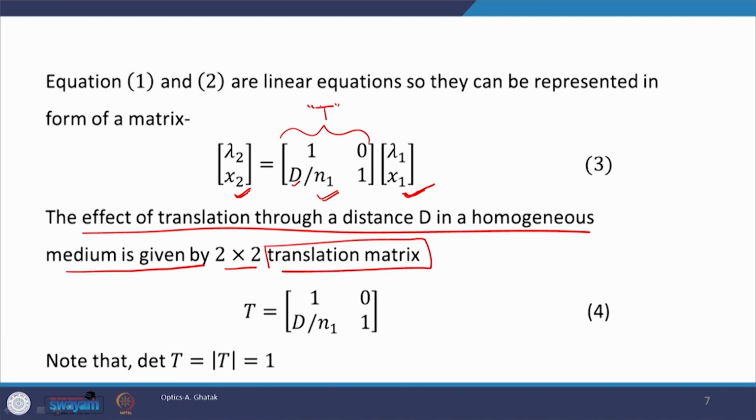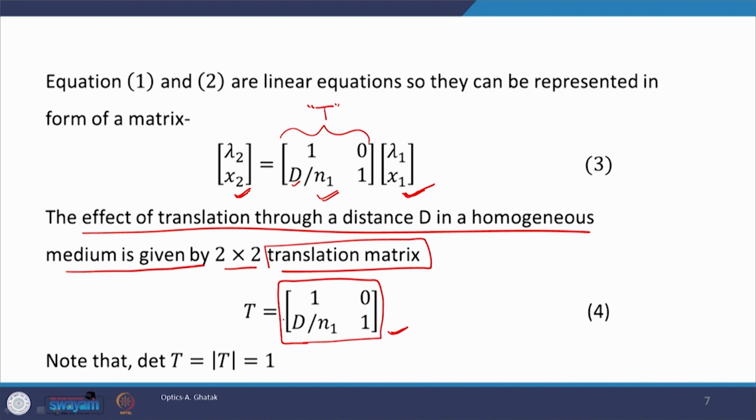Once we know the coordinates of a ray at some point in a homogeneous medium, then we can calculate the coordinates of a point which is farther from this initial point, where the ray will go after a certain distance. And how to calculate the coordinates of this farther point? By using this translation matrix. This translation matrix has the information of this translation.